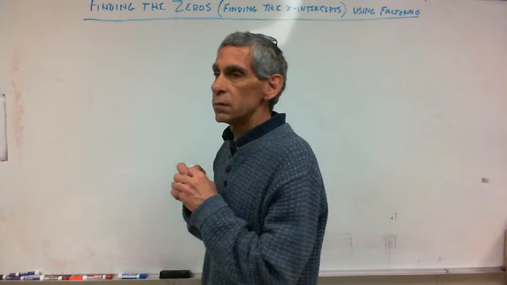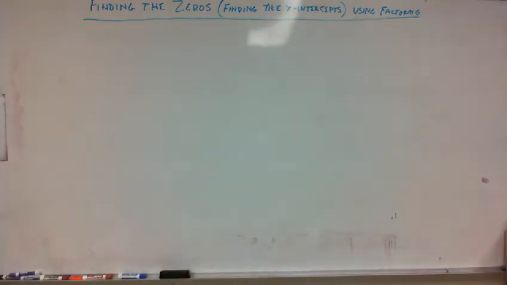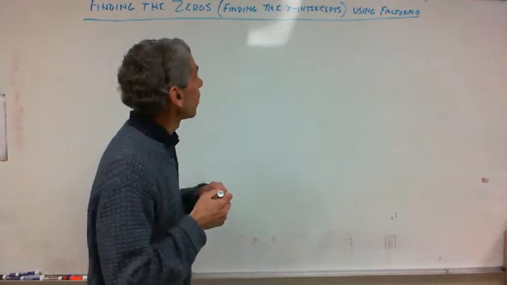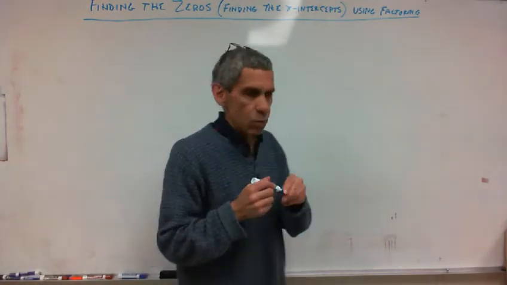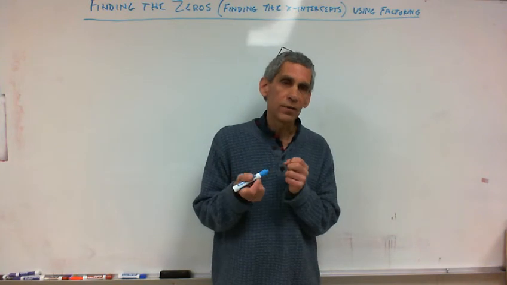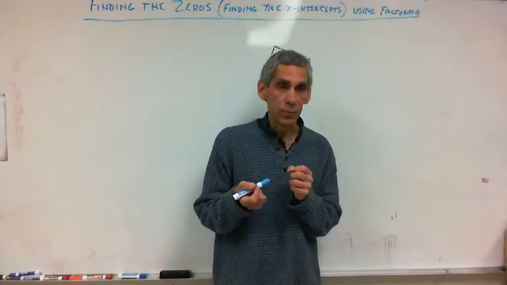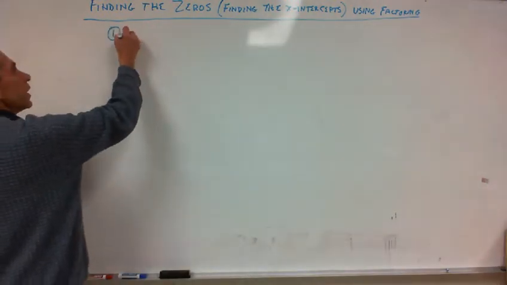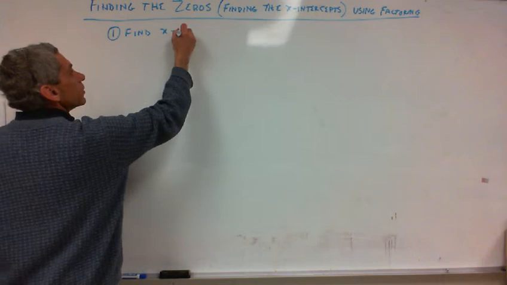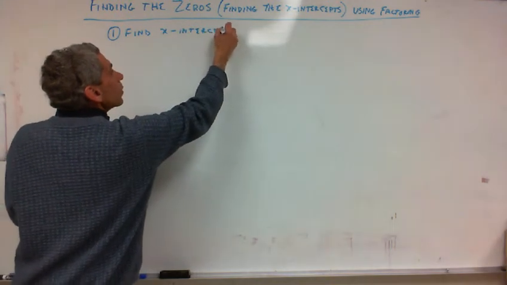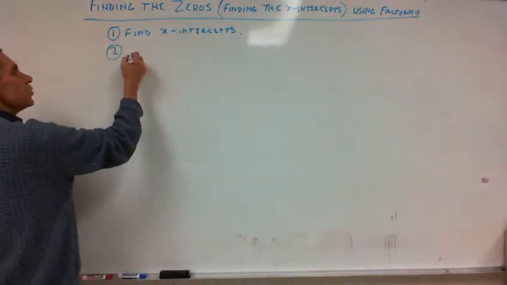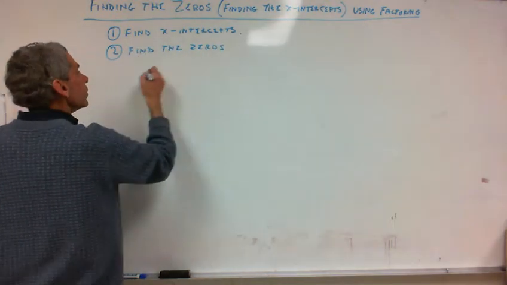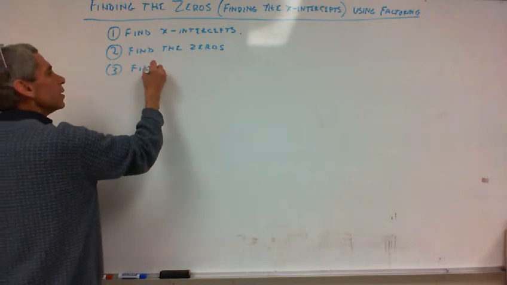So finding the zeros is the same thing as finding the x-intercepts. I don't know why they do this, but there are actually several ways to say find the x-intercepts. There are three, so I'm going to write them all. One is find the x-intercepts. Sometimes you'll see it like this: find the zeros. Sometimes you'll see it like this: find the roots.